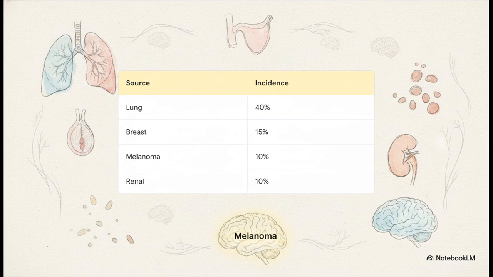Now, when we look at the hierarchy of these brain metastases, lung cancer is statistically the reigning champion. It accounts for a whopping 40% of all documented cases. That's followed by breast cancer at 15%, and then melanoma and renal cell carcinoma, both sitting at 10%. But here's a really crucial example for you. While lung cancer is the most common source overall, mostly just because of how frequently it occurs in the general population, malignant melanoma actually carries the highest relative risk. So if a patient has melanoma, that specific cancer has a severe targeted propensity to seed the brain.